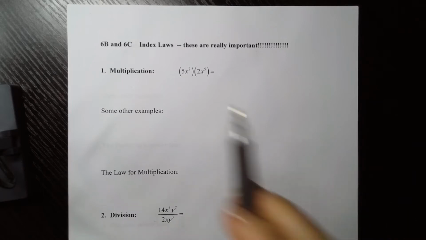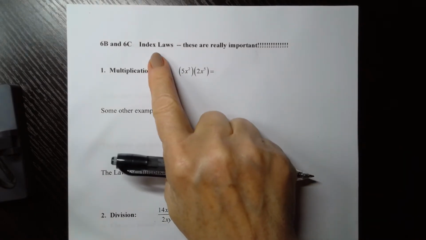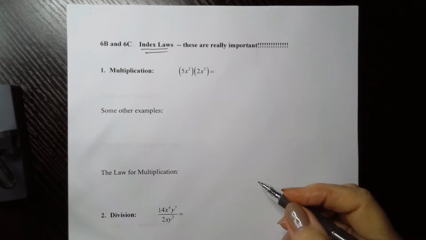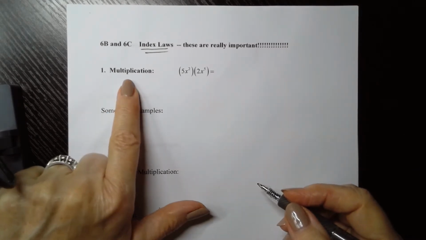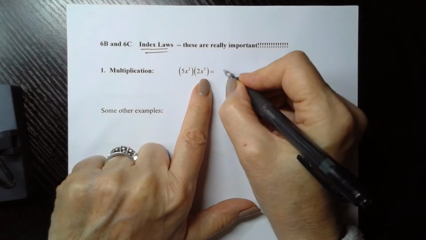Okay, this is the video for 6b and 6c. We'll do them together. And these are index laws. These are super important. So multiplication is the first one we'll talk about. When we multiply these together, we have 5 times 2.